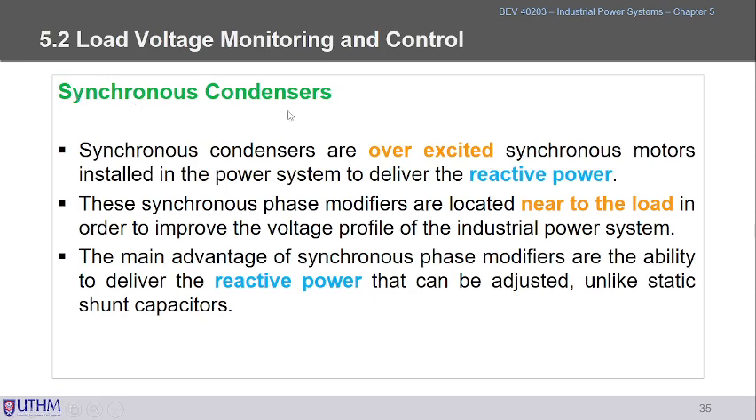Using the synchronous condenser, sometimes we call it an overexcited synchronous motor. An overexcited synchronous motor is the synchronous condenser. When the synchronous motor is overexcited, you can tune the power factor of the synchronous motor. If it's overexcited, it will deliver reactive power. That means it will generate the reactive power rather than consume it. Normally the synchronous motor or induction motor consumes reactive power, but for the synchronous motor we can adjust the exciter so that it becomes overexcited, then it will generate the Q.